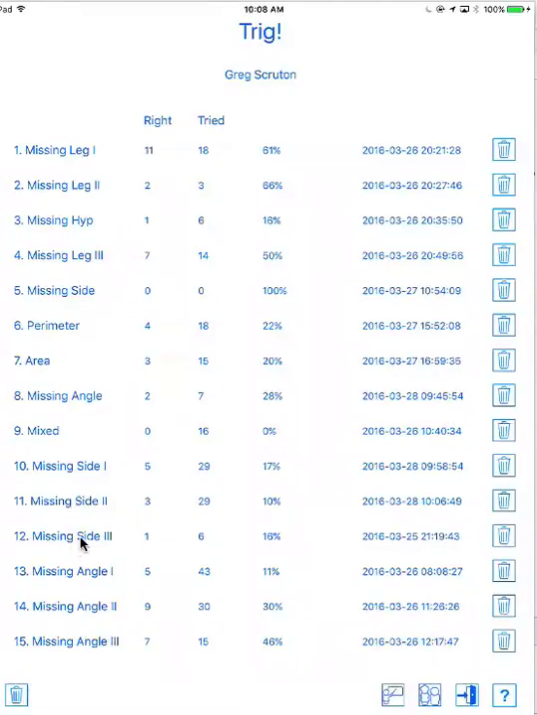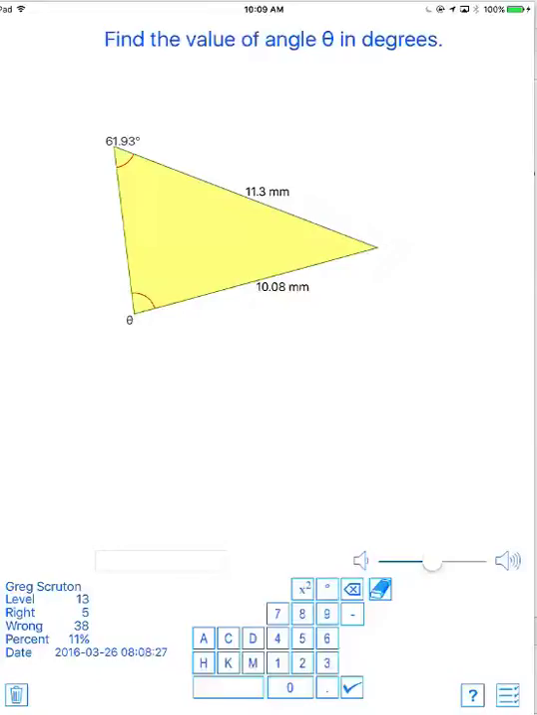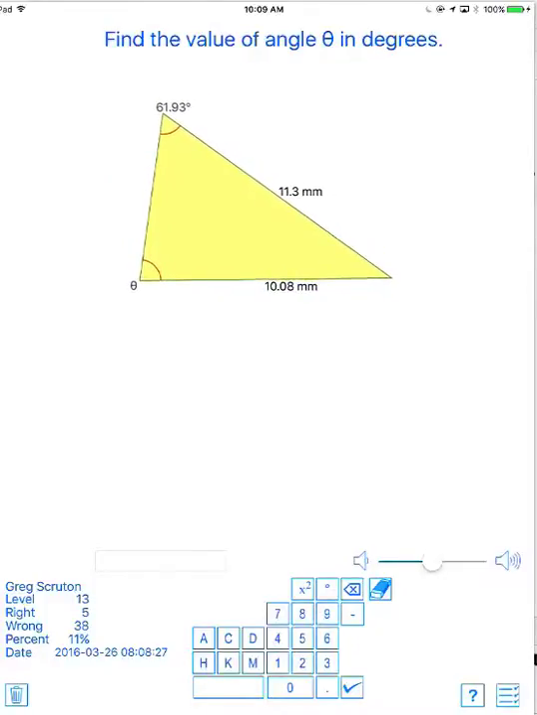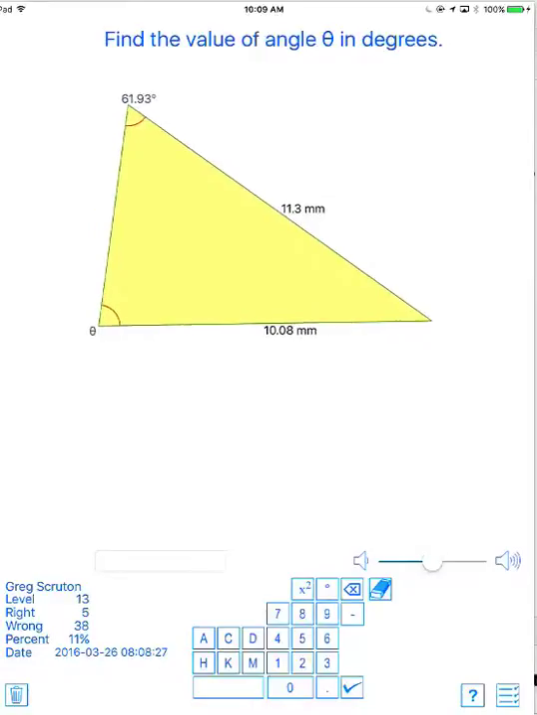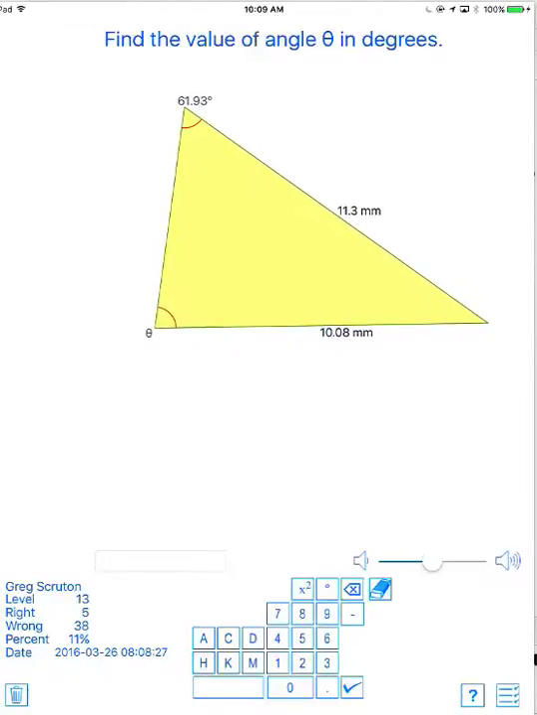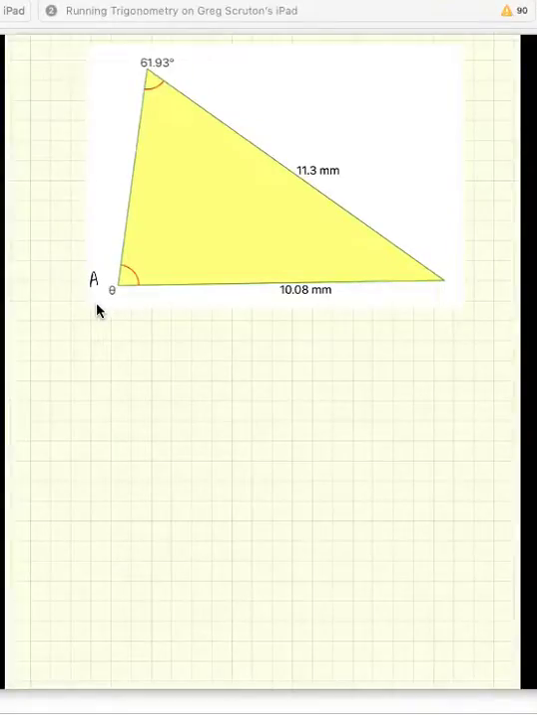Level 13, missing angle. We're being asked to find angle theta. I'm just going to rotate that, maybe make it a little bit bigger. And so this is angle A, and this is our side A. I'm going to name this one angle B, and this is our side B.